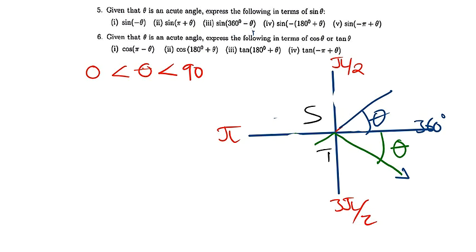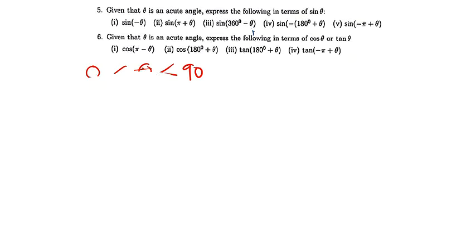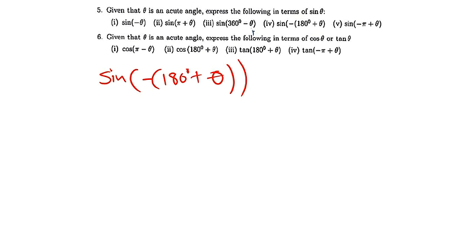Now things are getting more interesting here. We're now going to the negative ones. How do we handle the negative ones? Sine of negative of 180 degrees plus theta. We can simplify that, distribute the negative if you like. Then you're going to have sine of negative 180 degrees minus theta. That's just one way that you can handle it.